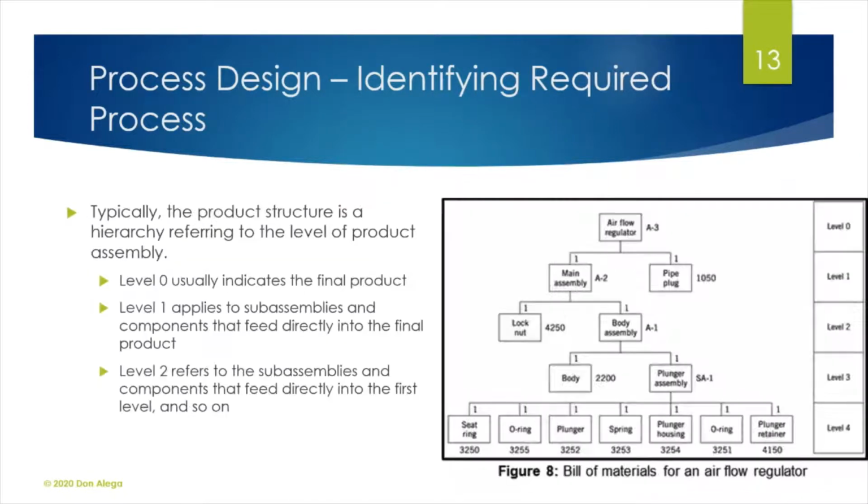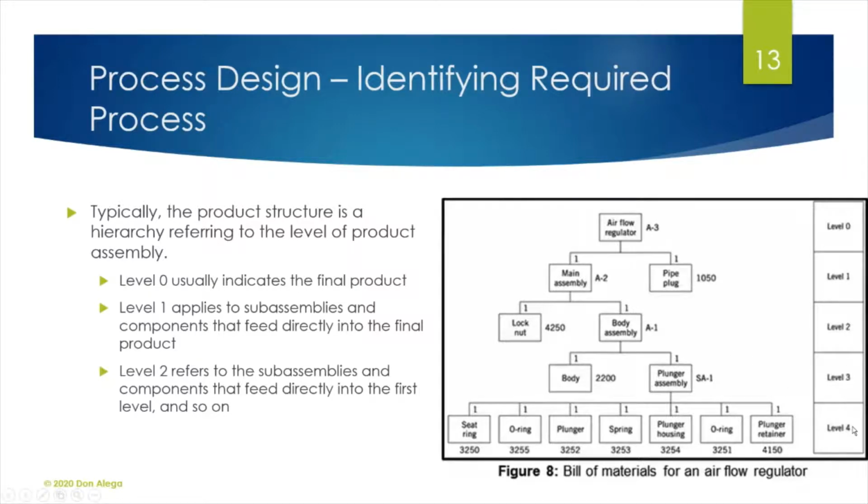So, sa structured part list kasi, meron tayong mga level of hierarchy. Pag sinabing level 0, ito yung final product. Then level 1 applies to the sub-assemblies and components that feed directly into the final product. The same with the level 2 refers to the sub-assemblies and components that feed directly into the first level. Kung may level 3 ka naman, 'di ba? Mga sub-assemblies and components that feed directly into the second level. Yun yung level 3. Ganon din sa level 4.